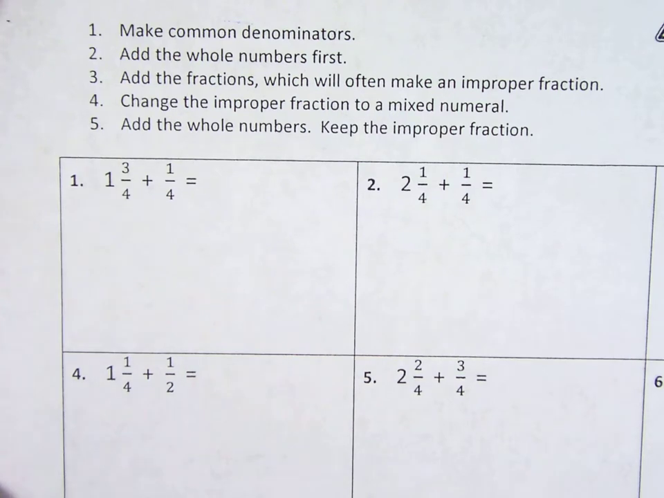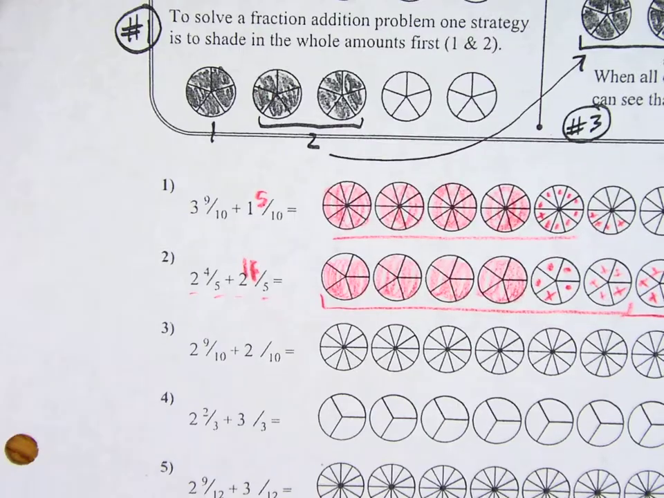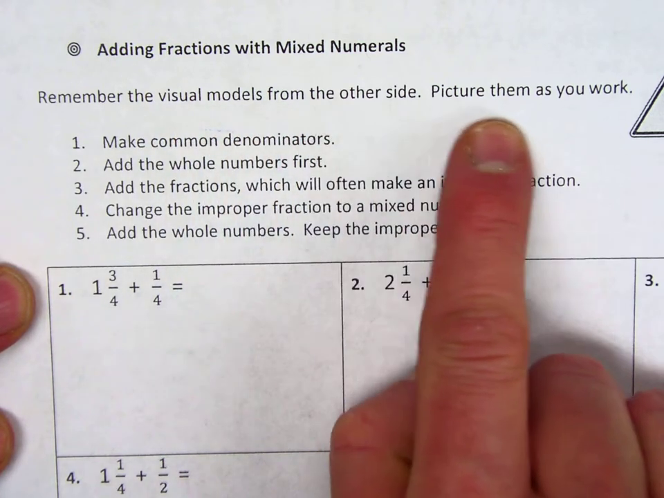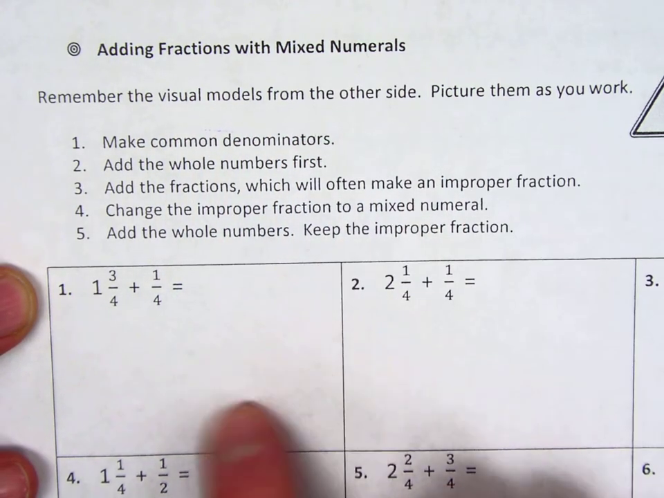Okay, adding mixed numerals part 2. This is the part 2 of this worksheet, so if you just saw that, you're in the correct spot. On the back side here, the steps are just the same, and I asked the students to remember the visual models from the other side and to picture them as they work, but then just to work without them on this side.